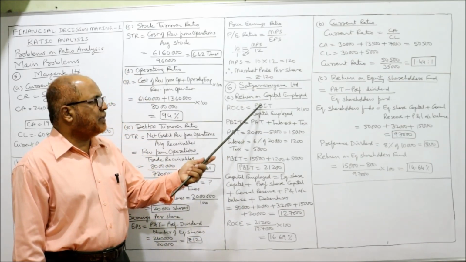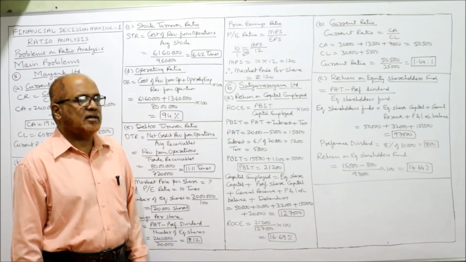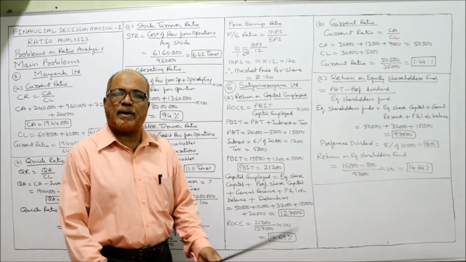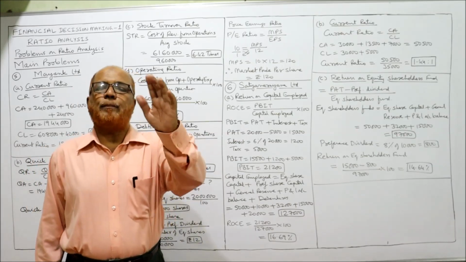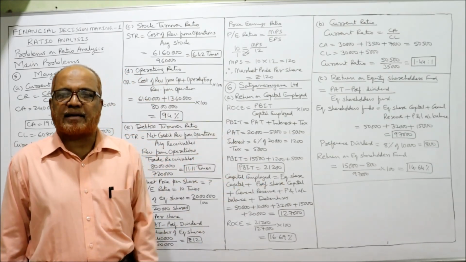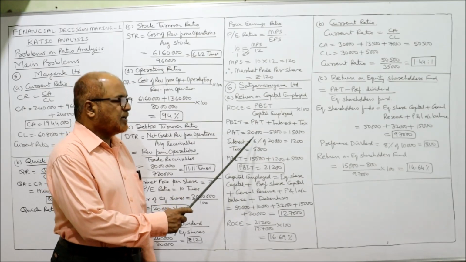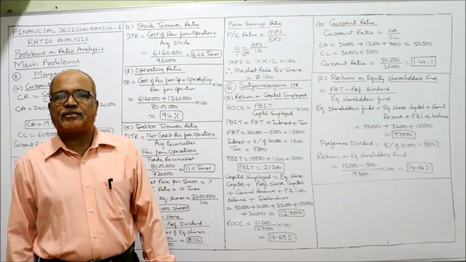The formula is PBIT divided by capital employed into 100. Already in so many problems we have applied this formula. So first we need PBIT. PBIT is equal to PAT plus interest plus tax. So PAT, profit after tax.